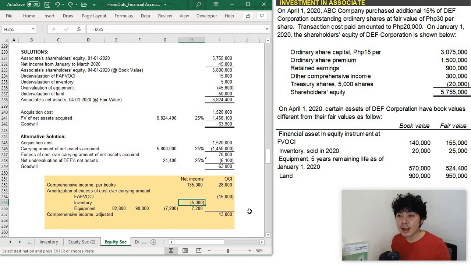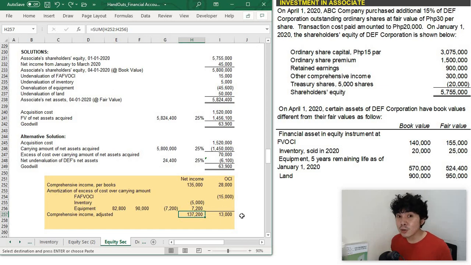So, dahil walang amortization yung land, so eto na yung ating adjustments for the net income. Kaya ang ating net income is 137,200. At itong net income na yan ang net income ni associate for 9 months sa point of view natin, the investor. At syempre, 100% net income to ni associate at 100% OCI to ni associate.